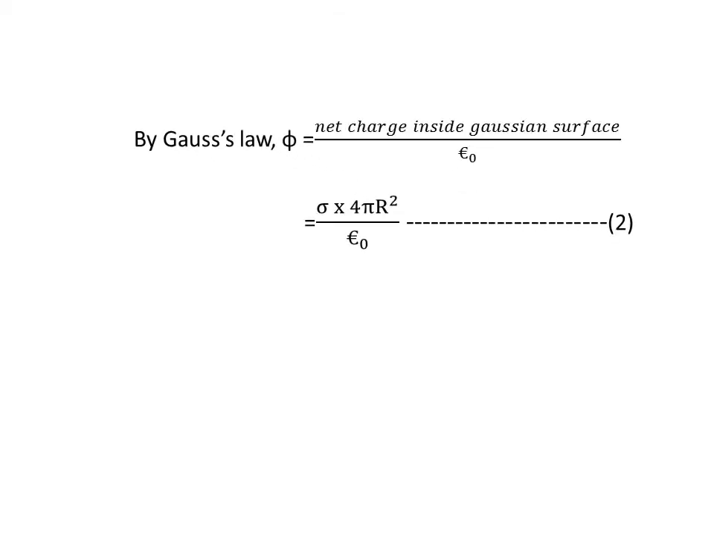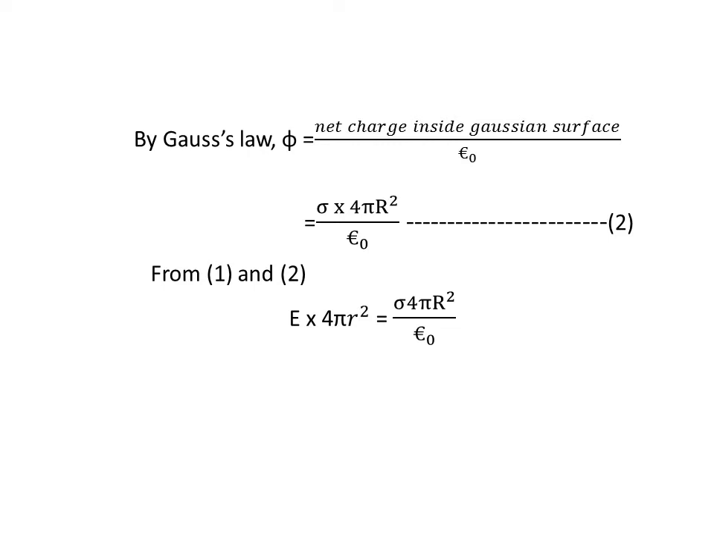By Gauss law, phi is equal to net charge inside the Gaussian surface by epsilon 0. Inside the Gaussian surface, we have the spherical shell of radius capital R and surface charge density sigma. Surface charge density means charge per unit area. So for area 4 pi capital R square, that is the surface area of the spherical shell, we have charge is equal to sigma into 4 pi capital R square, which makes phi is equal to sigma into 4 pi capital R square by epsilon 0. Now we can equate equations 1 and 2.